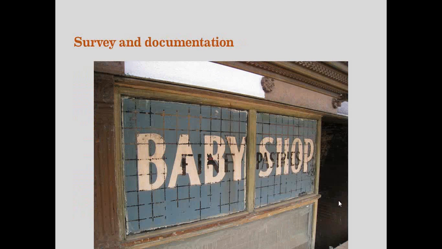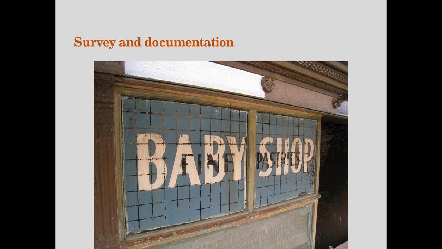So a brief note on survey and documentation. This was a sign in Springfield, Illinois that was uncovered. It was a painted transom. The grid is actually not a prism glass. It's painted on. This was flat glass. But this was uncovered during a storefront rehab, and saving this sign did not go with what needed to happen with this building.